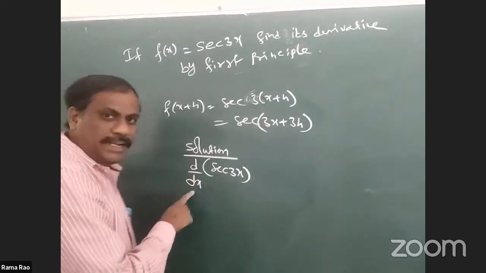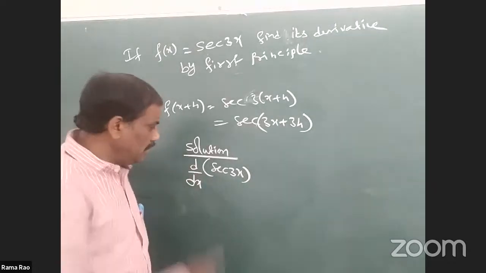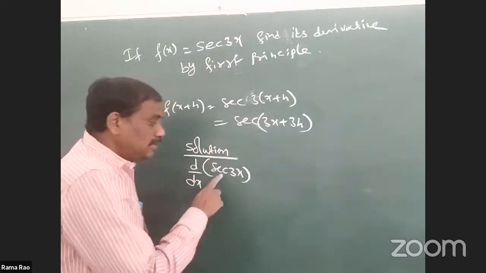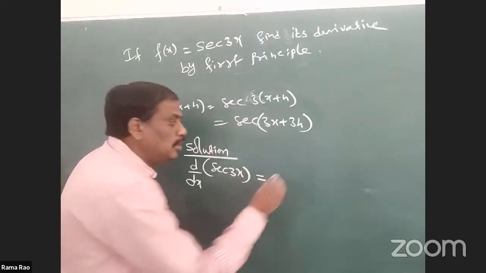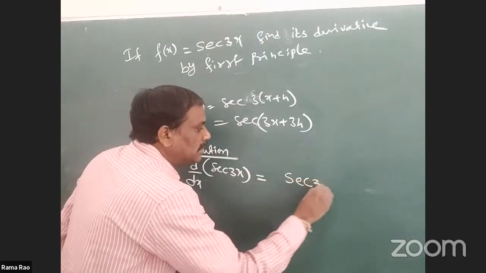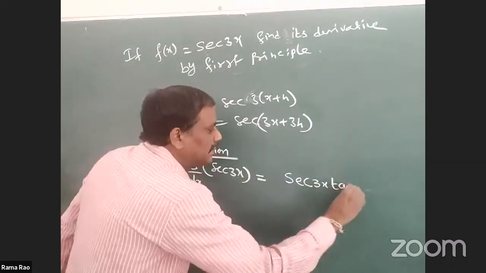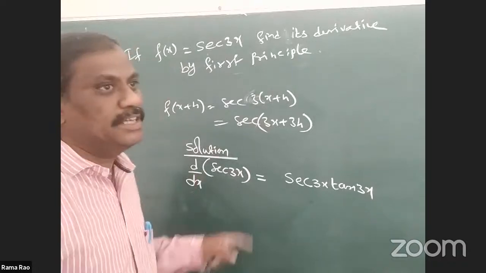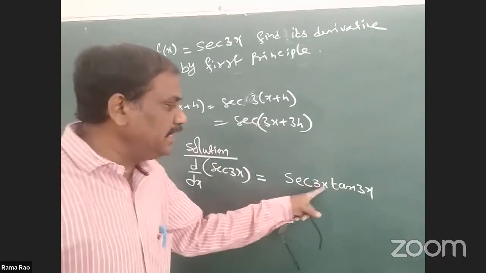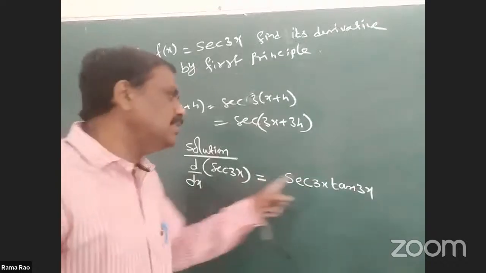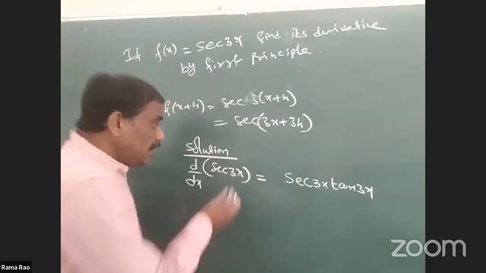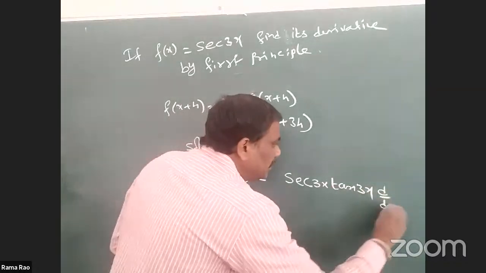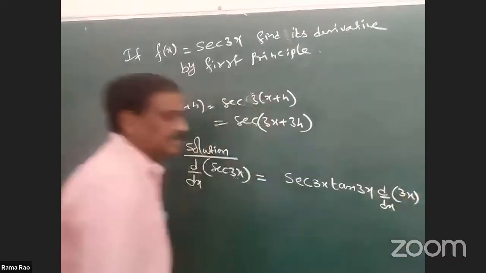The shortcut: d by dx of sec 3x. This is in the form of sec theta. We know the formula: the derivative of sec theta is sec theta tan theta, so sec 3x into tan 3x. Am I clear? Derivative of sec x with respect to x is sec x tan x. But here in place of x, 3x is there. That's why you write d by dx of 3x.